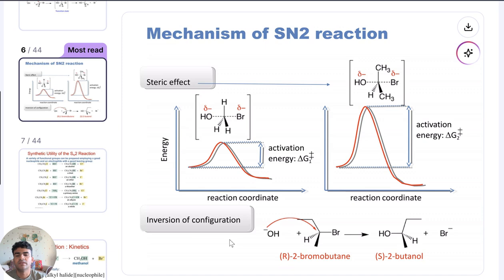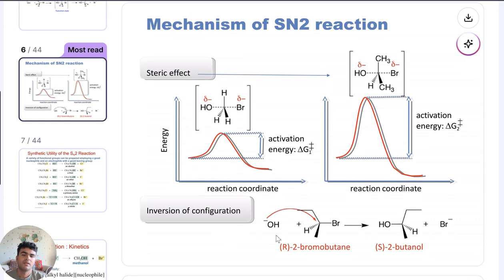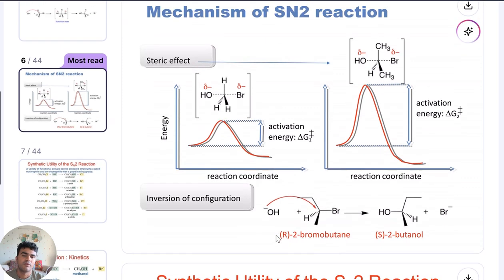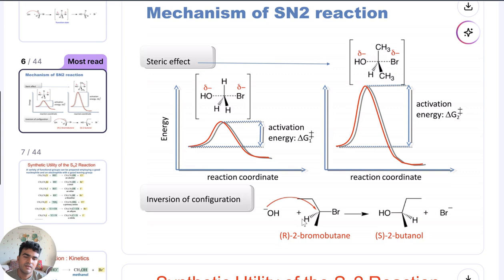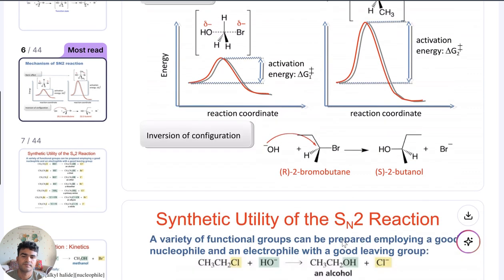In SN2 reaction, inversion of configuration happens. If an optically active substrate is taken, optical activity shows where a carbon has 4 different groups, that is called an optically active substrate. If this type of substrate undergoes SN2 reaction, then inversion of configuration happens. That is, it will convert from R to S.